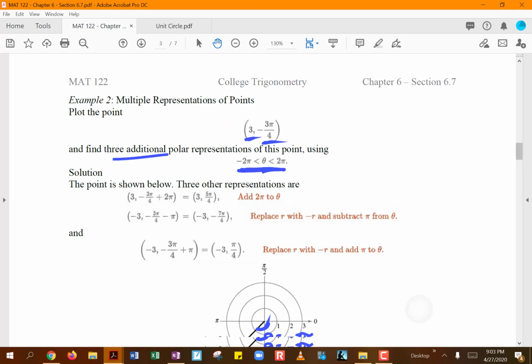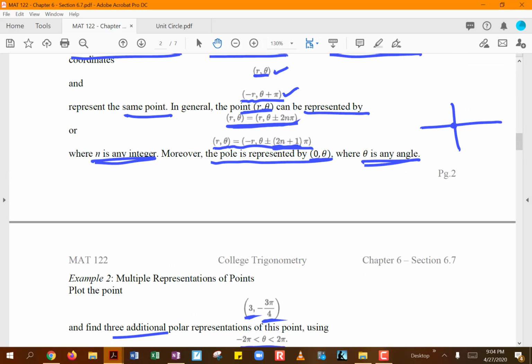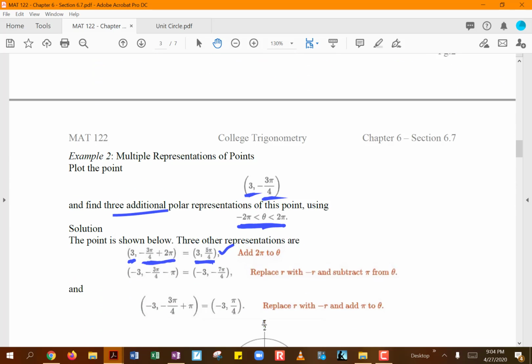Now for the other representations, you can see we are keeping our distance as 3. And then to our angle, negative 3 pi over 4, we're adding 2 pi, which ends up giving us 3 comma 5 pi over 4. 5 pi over 4 is still less than 2 pi, so we can use that angle measurement. Or, like I said, you can add or subtract multiples of just pi.